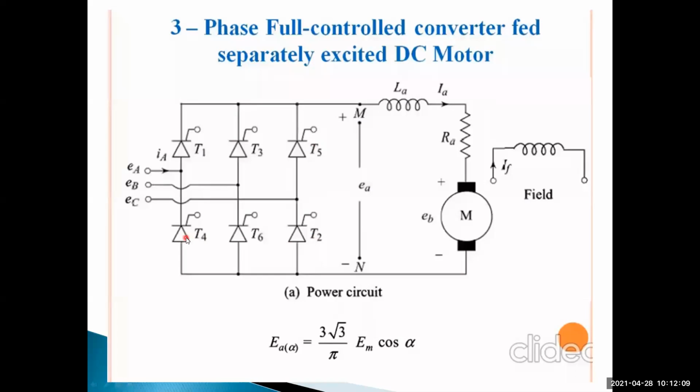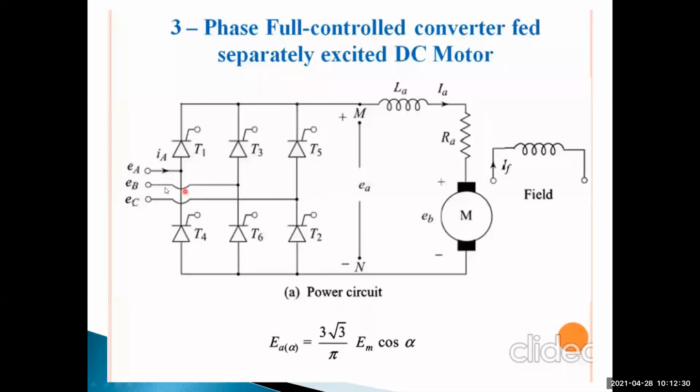In a single phase, only 2 thyristors conduct, that's why 360 by 2. So 180 degrees is the conduction duration for one thyristor. A thyristor can be controlled for a 180 degree duration in single phase. But in three phase here, only one thyristor can be controlled up to 120 degrees only, the 120 degree conduction duration.